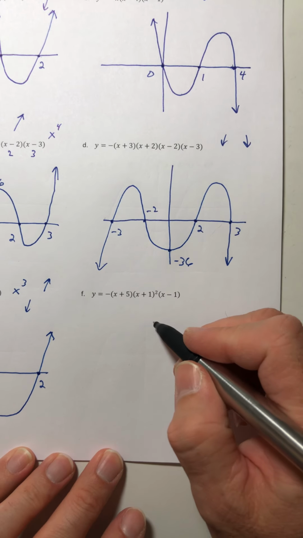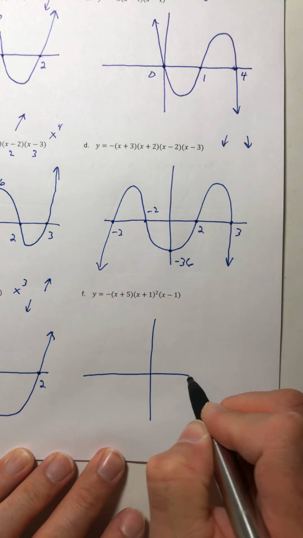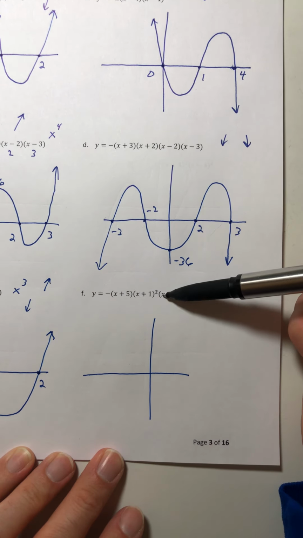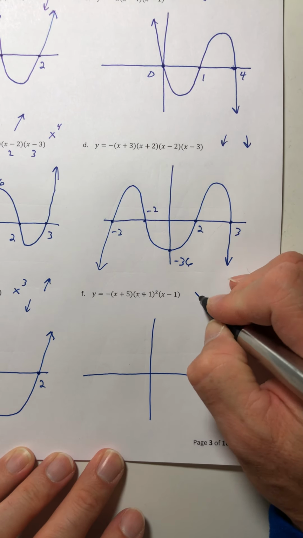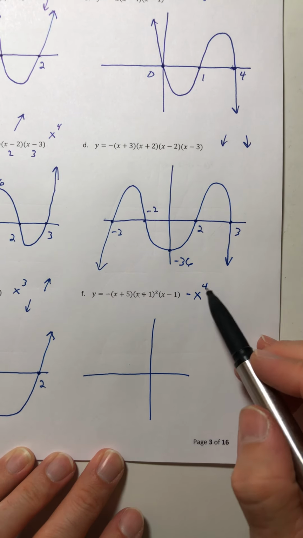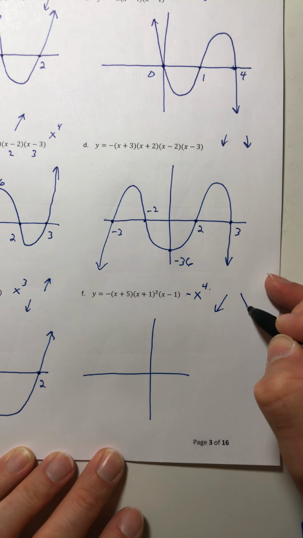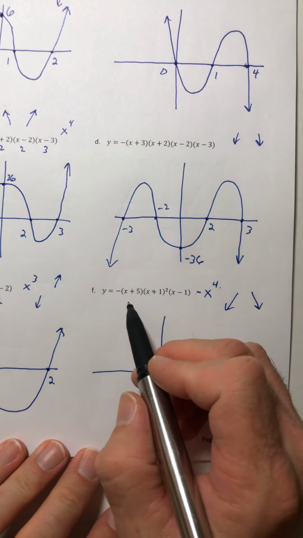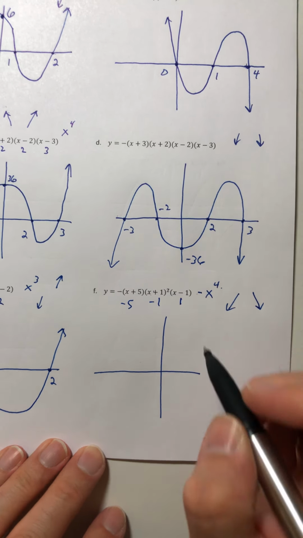Okay, let's go on to this one. Okay, so this is going to be, we have x squared times x times x. So that's an x to the fourth. And it's got a negative sitting out in front of it. So a negative even. Both ends are going down. Okay, so your intercepts, -5, -1, and 1.